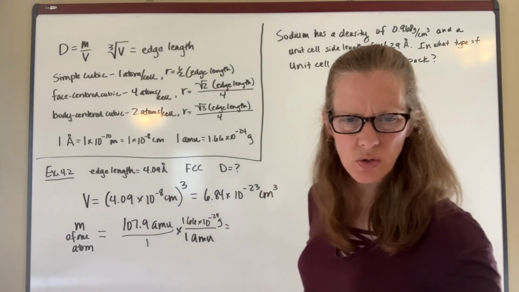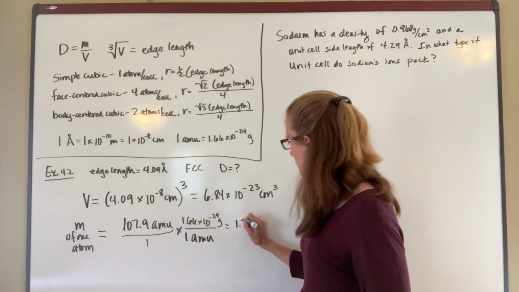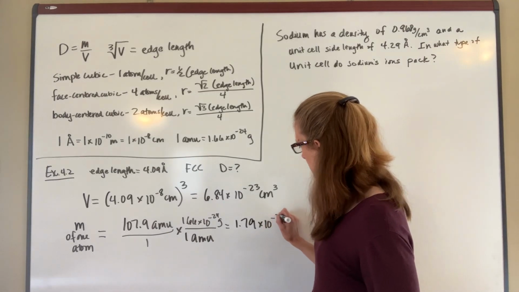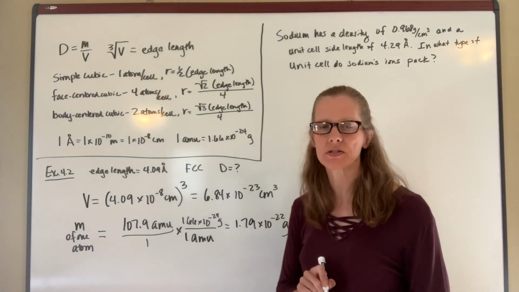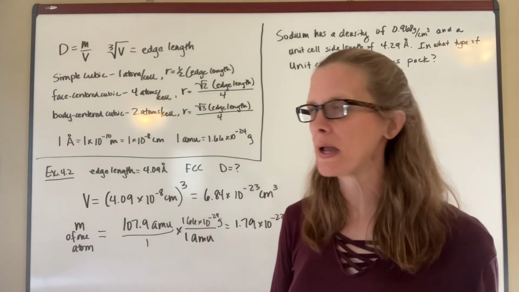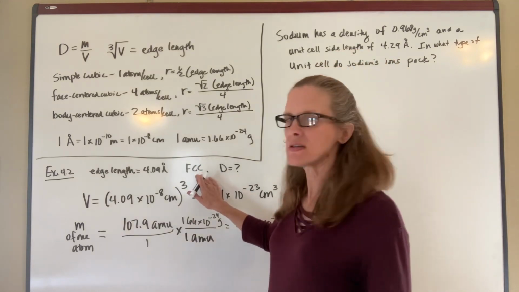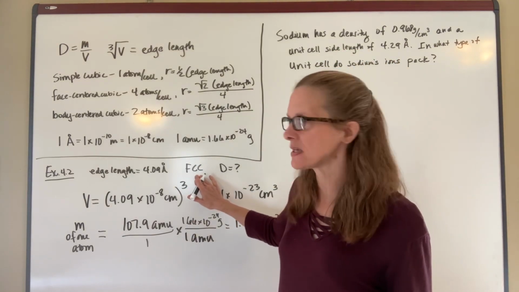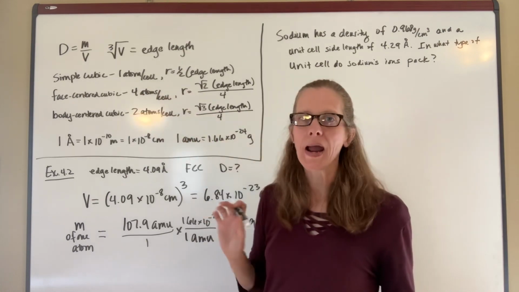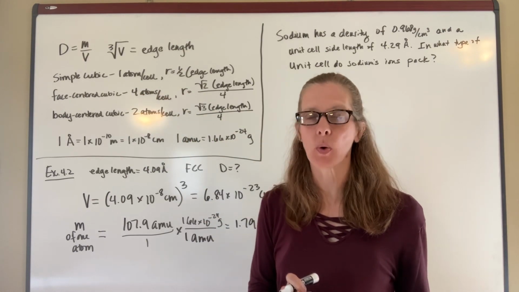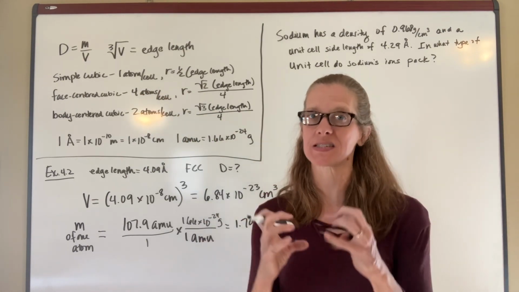And so that is going to give me 1.79 times 10 to the minus 22nd grams as the mass of one atom. Okay. Now, a face-centered cubic unit cell has 4 atoms per cell. And so what I'm calculating is the density of the cell.